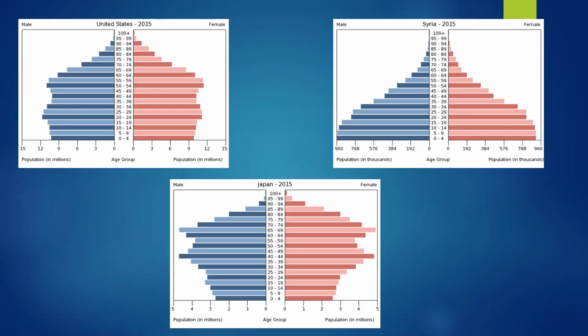So if we look at the US, we see that a lot of the population is concentrated in the middle age years. Japan, it's even a little bit older. So middle-aged and older adults make up the largest proportion of the population. But if we look at Syria, we see that it's a very young population. So the vast majority of people are in those younger age groups. So if we were comparing mortality rates across the three countries, we would probably want to age adjust them because we can see that there are very different age distributions in each of their populations.